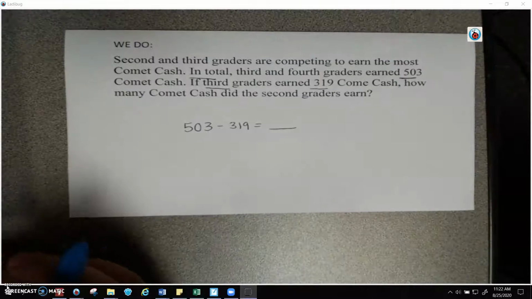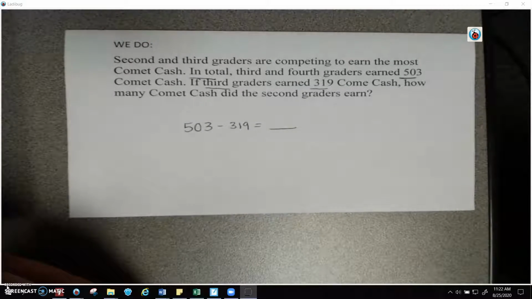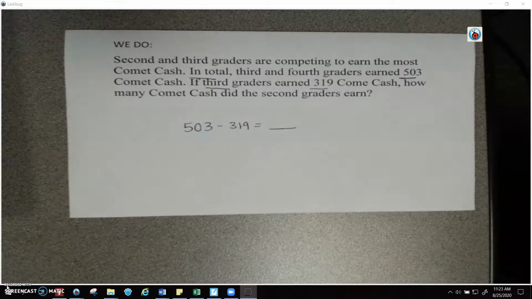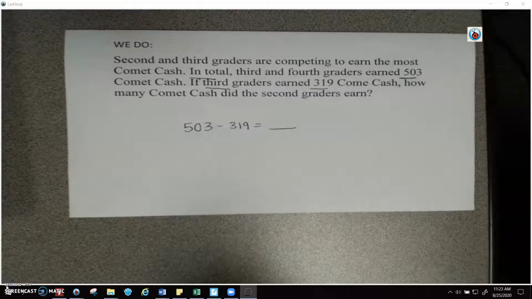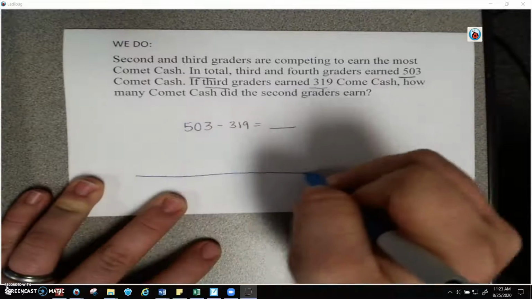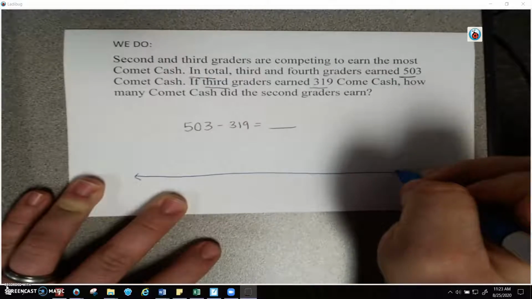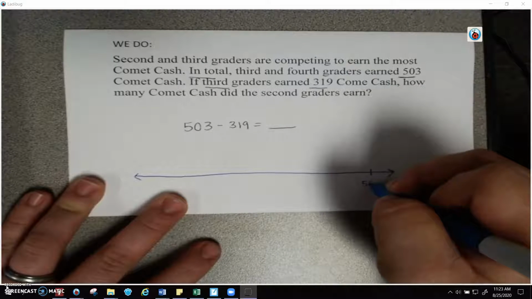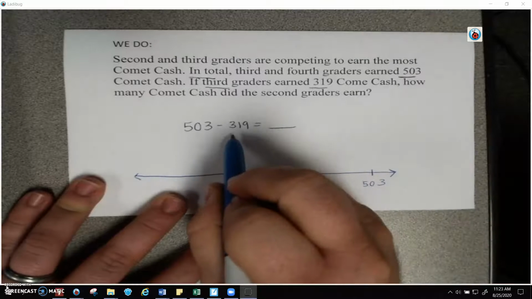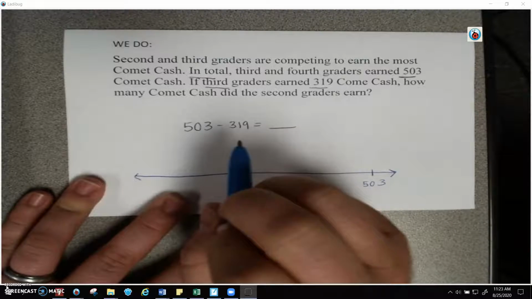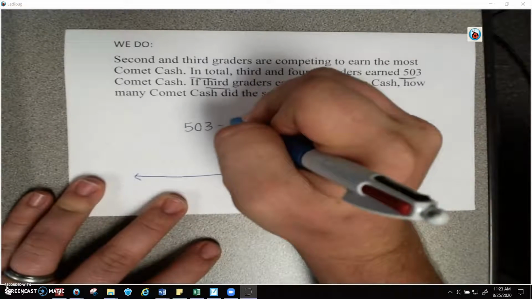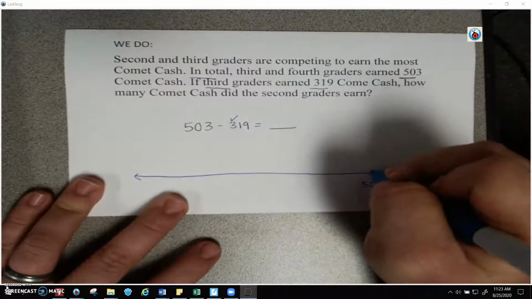All right? So now what I want you to do in just a moment, you're going to pause it, and I want you to draw a number line and solve this on a number line. And then, once you finish, go ahead and push play and see if it matches mine. So for my number line, just like the problem that I just did a minute ago, I'm going to work backwards. I'm going to start at 503, and I'm going to take away 319. So I'm going to first take away my hundreds. That's easy. I'm going to take away 300.